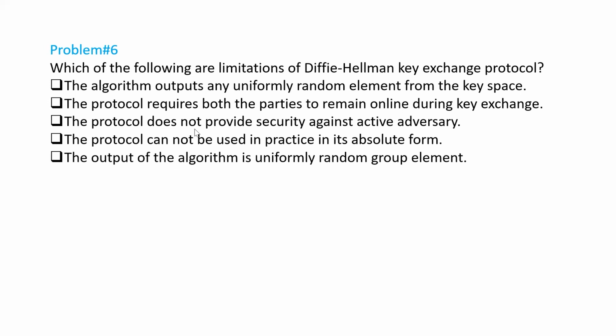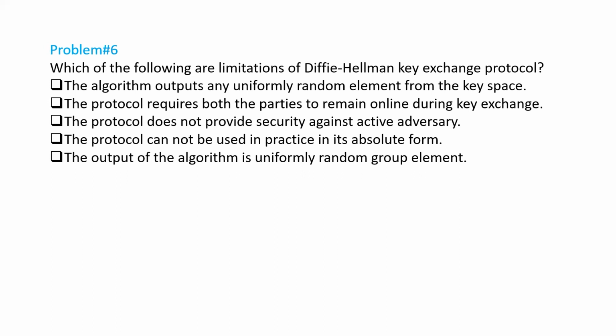Then 3 can also be a limitation. Yes, you are right. 3 is also a limitation, that the protocol does not provide security against an active adversary. There is the man in the middle attack and all, so this kind of attacks are possible. The assumption that seeing the value of g to the power alpha and g to the power beta, you cannot guess the value of g to the power alpha beta or cannot distinguish it from a uniform random element of the group, that is just for the passive adversary. An active adversary can do something else also, and attacks are possible. Okay.